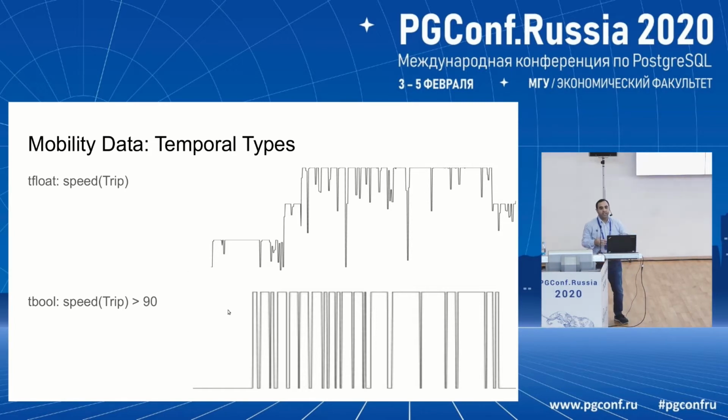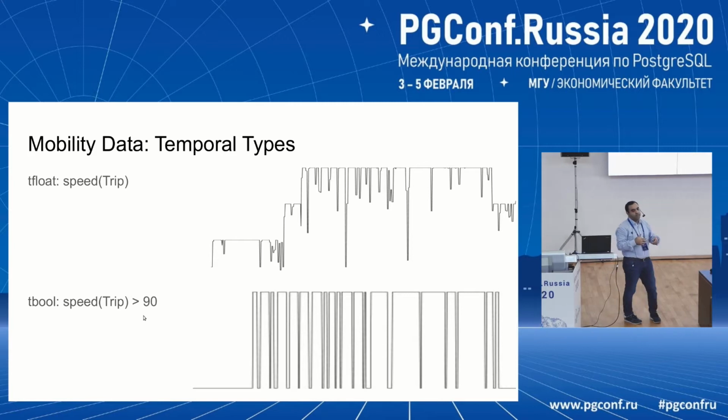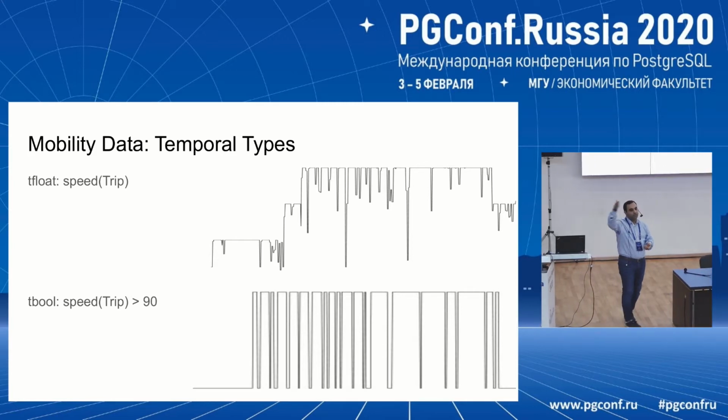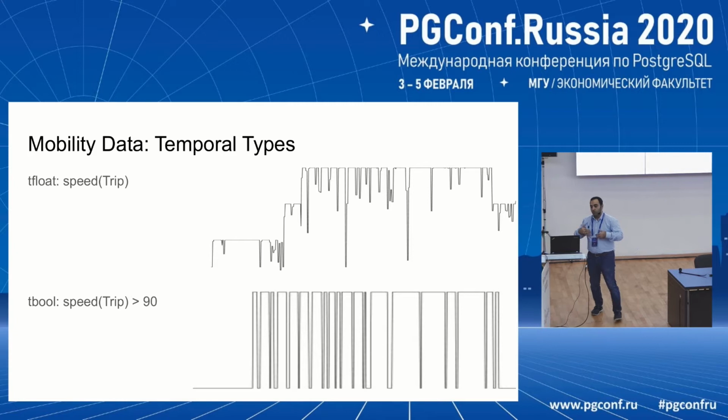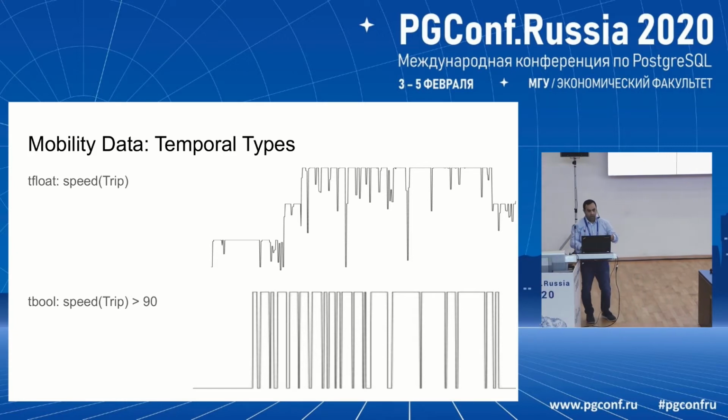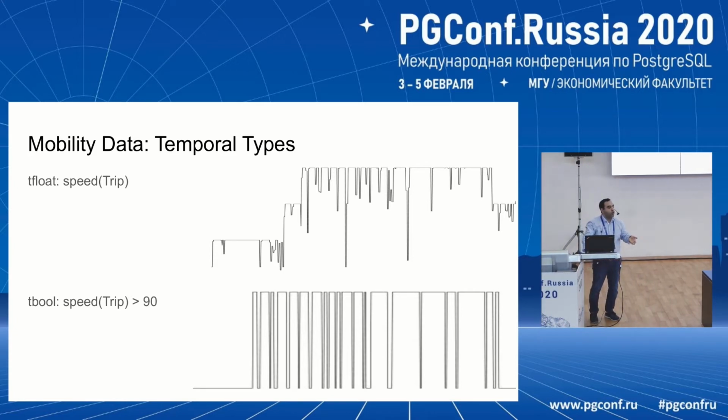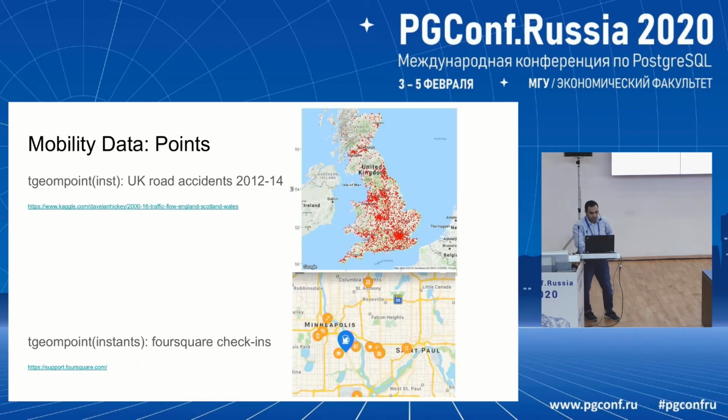You want to calculate a predicate over a trajectory. For example, to say that the speed of the trip was greater than 90 kilometers per hour, the result is going to be a temporal Boolean that's sometimes true, sometimes false. So a moving object database system has to also support types like temporal float, temporal Booleans, in order to be able to calculate operations over trajectories.